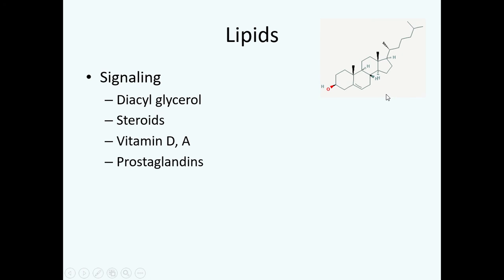Cholesterol is also a precursor to bile salts. Bile salts are important constituents of bile. Bile is a pigment which is produced by the liver and it is stored in the gallbladder. Bile is important for the assimilation of lipids.